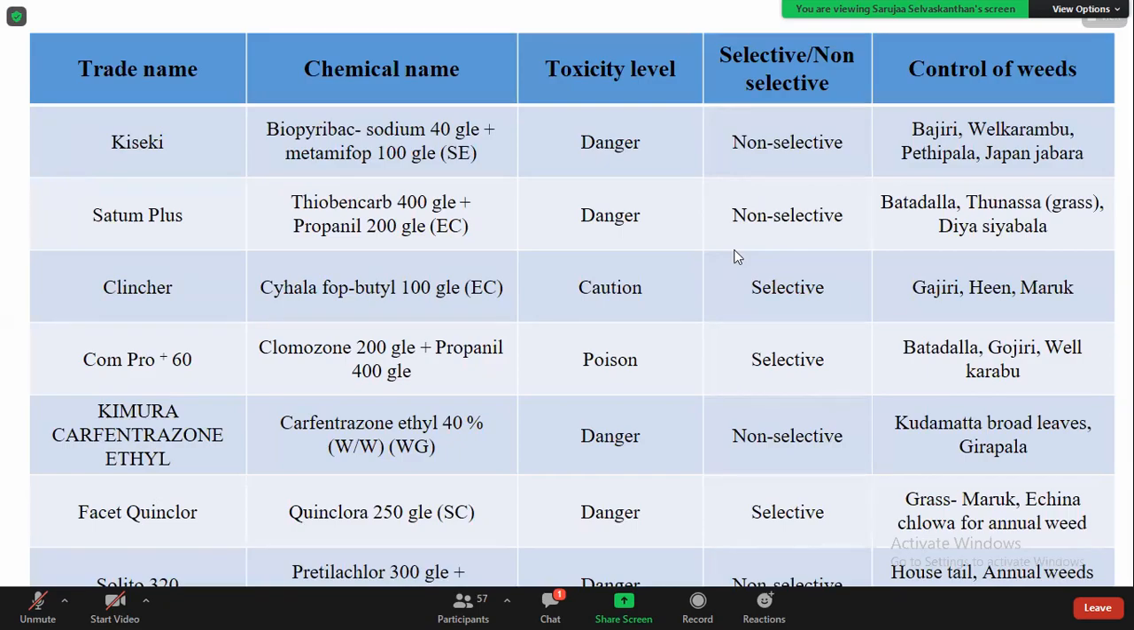Yes, sir. Method of application, we can divide it into 2 groups. One is soil applied herbicides, an example is fluchloralin. The second one is foliage applied herbicides, an example is glyphosate.